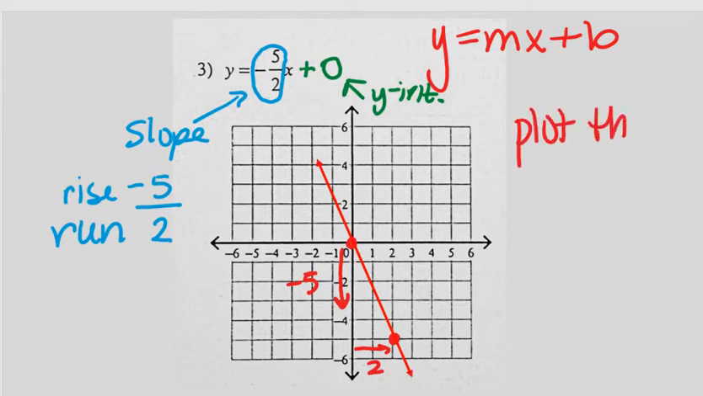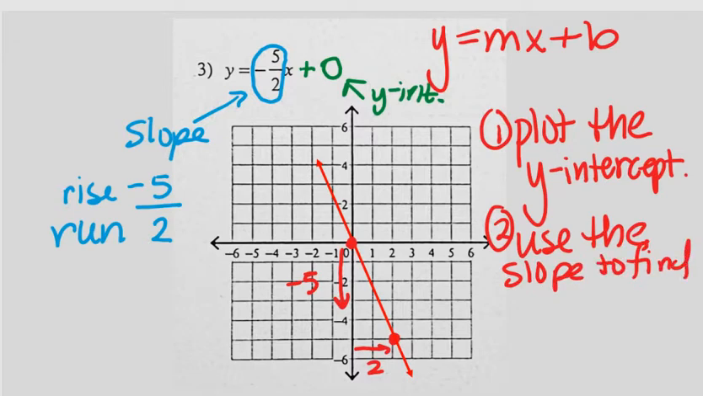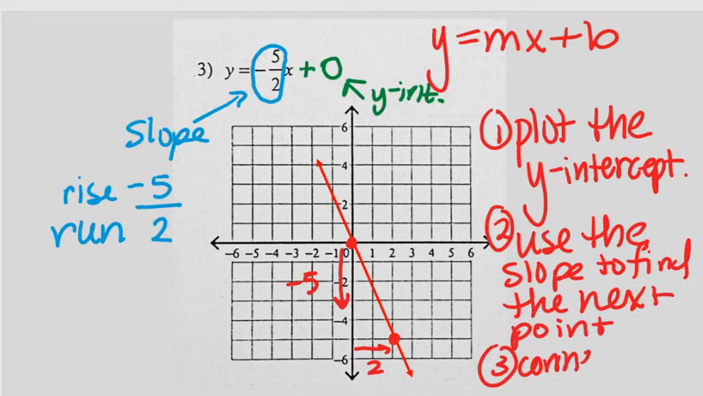So we're going to plot the y-intercept. It's the first step. Second step is use the slope to find the next point. And then connect the points. Make your line. Hit pause to get those notes copied.